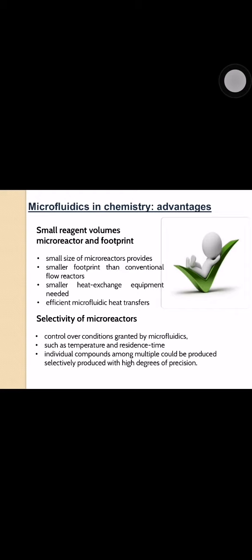And the second advantage of microfluidics: selectivity of microreactors. As is often the case with chemical and biological reactions, multiple products can be generated from a given set of reagents depending on the local conditions of the reaction. With the control over these conditions afforded by microfluidics, such as temperature and residence times, individual compounds among the multiple that could be produced by a given reaction can thus be selectively produced with a high degree of precision.